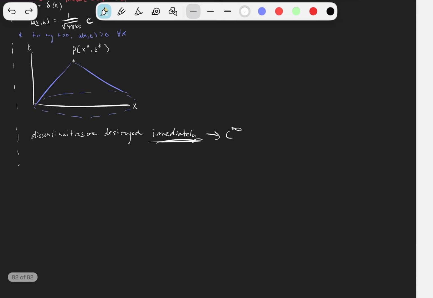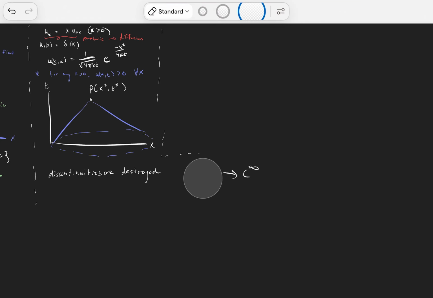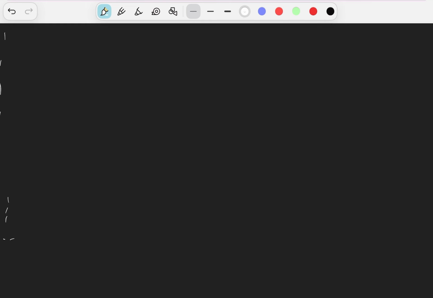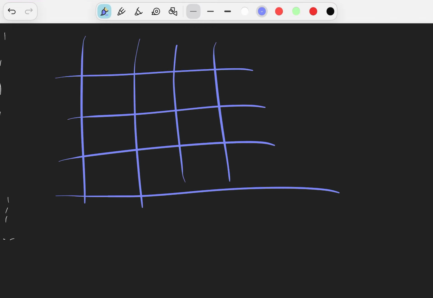So what we're going to do is think about an idea here. If you don't mind, I'm going to delete this. We need to make something called a stencil. So what we can do is do something very similar to this. 1, 2, 3, 4. All right.